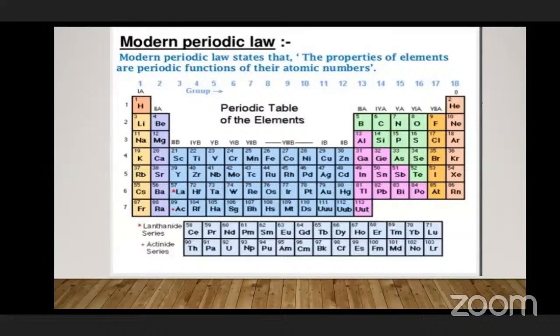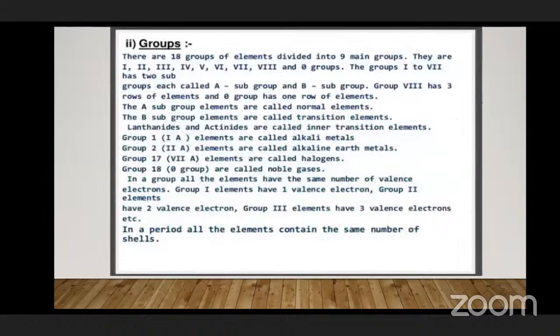Once again, the first group is alkali metals. The second A group is called alkaline earth metals. The third A group is the boron family. The fourth A group is the carbon family. The fifth A group is the nitrogen family or pnictogens. The sixth A group, or oxygen family, is called chalcogens. The seventh A group is halogens. And the last, zero group or 18th group, is called noble gases. Otherwise, we can call them rare gases, inert gases, or stable gases. Group 18, the zero group, is called noble gases.